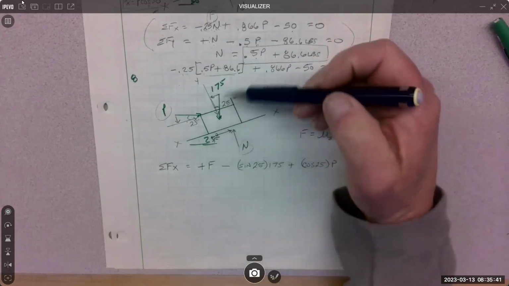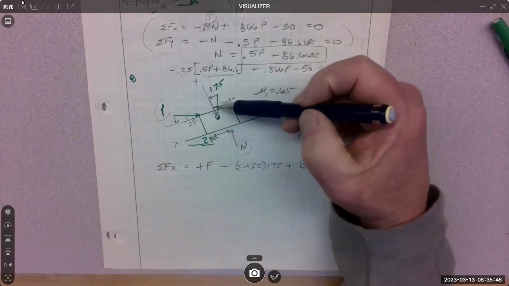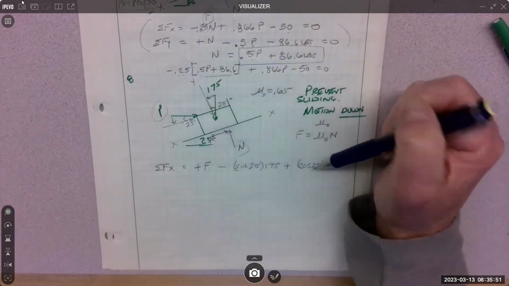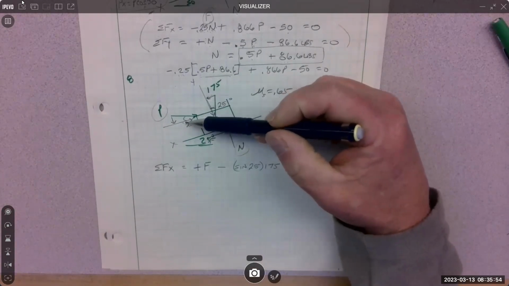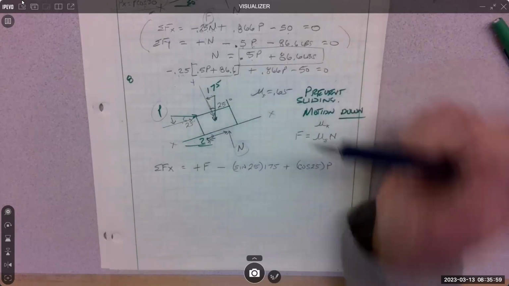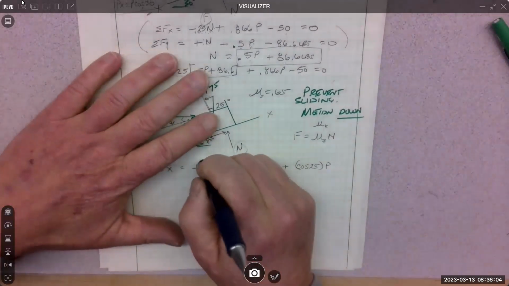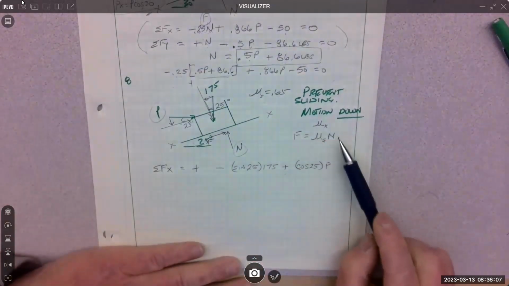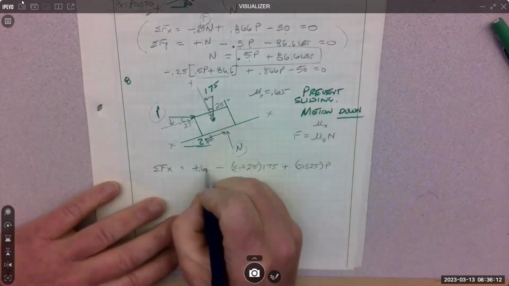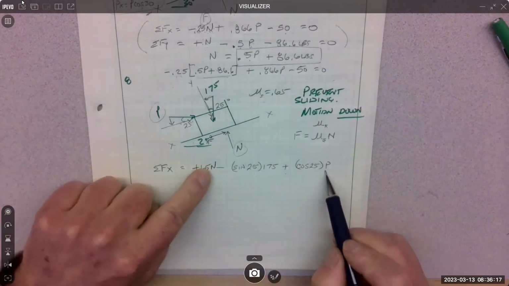So I use sine for the 175 because it is opposite of the angle. And it's going downhill, so that's negative. And then cosine of the 25 here, because it's adjacent to the angle. And it's going uphill, so it's positive. And then F we want to pull out, and we want to put in mu times N, or 0.65 N. So that gives us our two terms, N and P.